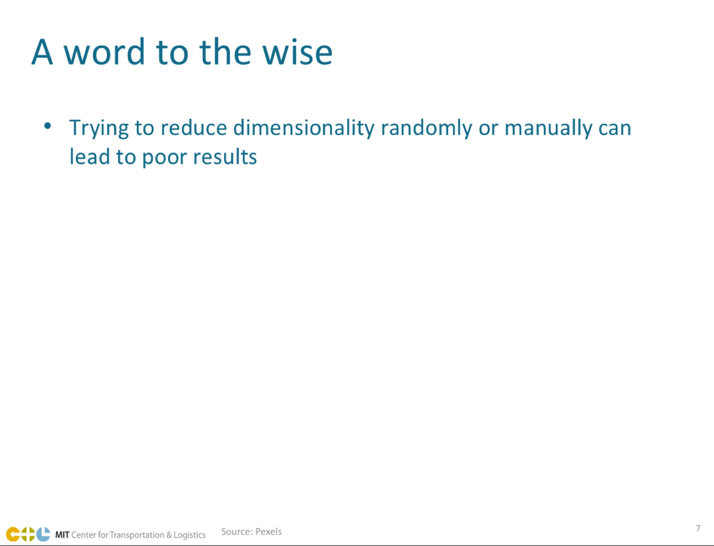And a quick word to the wise, trying to reduce dimensionality randomly or manually can lead to really poor results. In the last slide, we talked about height and weight being correlated and income and educational attainment being correlated. But it turns out there are things that are actually correlated in those that are separate from those two big components. Income is actually positively correlated with height. So something like that could be really important if you're trying to reduce the number of dimensions you want to use, but you leave out some pretty important correlation that exists that you might not have expected.